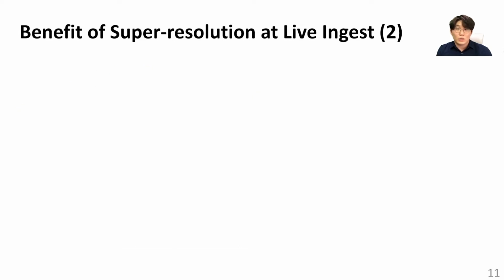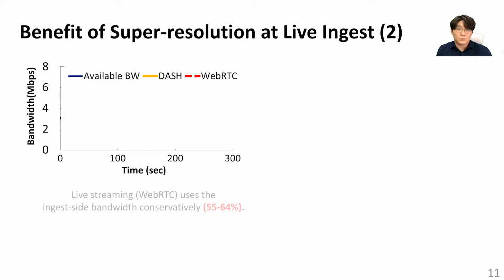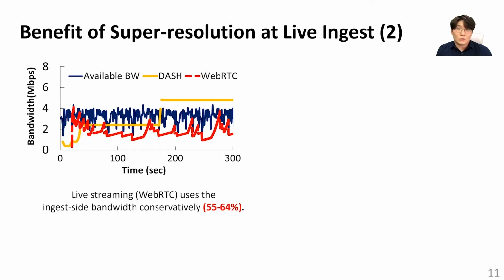Moreover, super resolution is expected to provide much more benefit at the ingest than it does at the distribution. Let me show you the figure that compares the bandwidth used between WebRTC and Dash. WebRTC is a de facto standard for live ingest, and Dash is a de facto standard for adaptive streaming. We can notice that live streaming uses the bandwidth more conservatively. This is because, first, the ingest client must avoid packet loss to minimize the latency due to retransmission. And second, unlike adaptive streaming, ingest servers cannot use a buffer to observe the network changes.